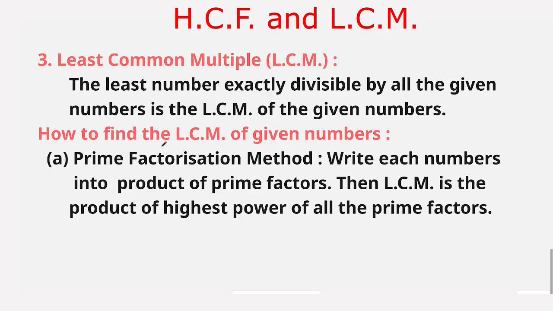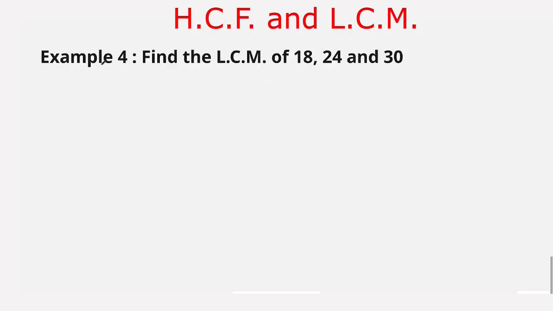How to find the LCM of given numbers? Part A, prime factorization method. Write each number into product of prime factors. The LCM is the product of highest power of all the prime factors. We will learn it by one example. Example number 4. Find the LCM of 18, 24 and 30.